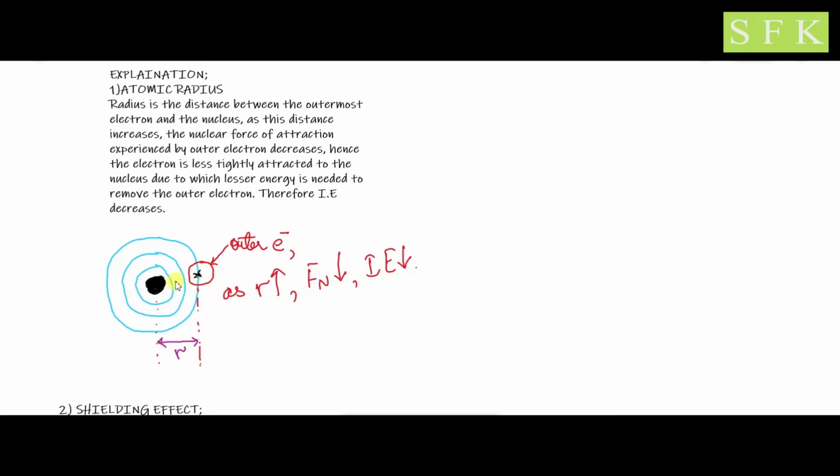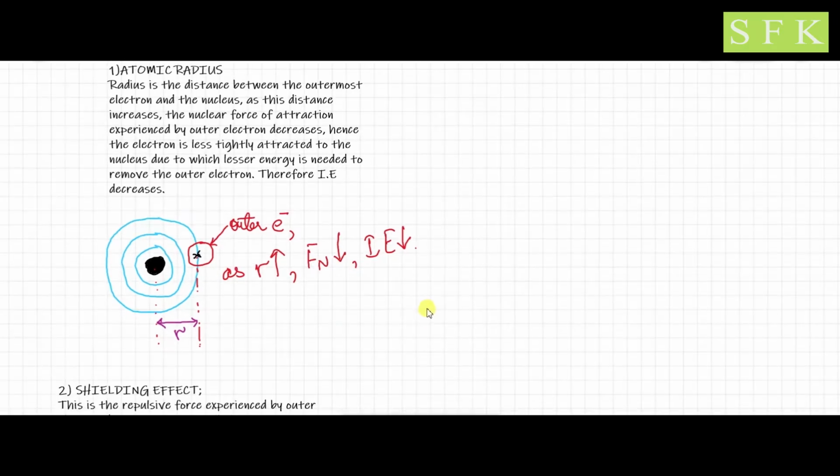So when the distance increases, the nuclear attraction, the force of attraction between the oppositely charged ions, decreases. And when the force of attraction decreases, lesser energy will be needed to remove this electron, and the energy needed to remove the electron is actually the ionization energy, which also decreases.